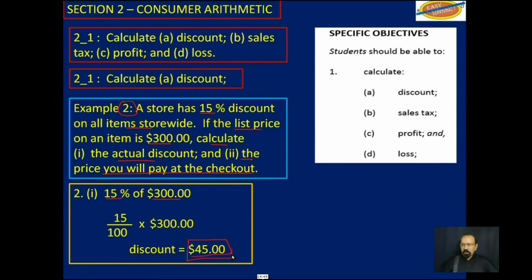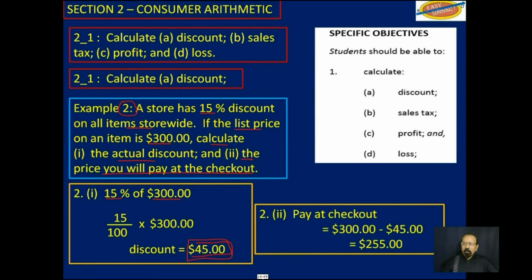That's your actual discount. But then remember, the item's list price was $300. So you pay $45 less. You subtract the 45 from the 300, and you actually pay $255.